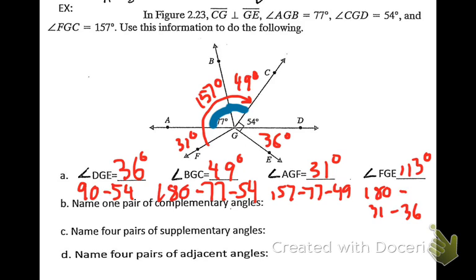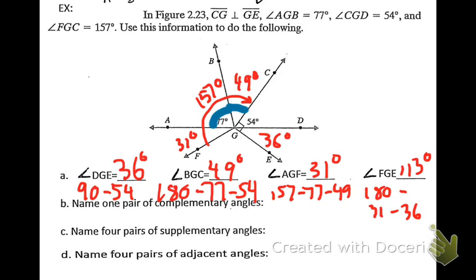Okay, any questions? Now you're going to have a problem like this on the test where you have to figure out some angles and then name these pairs of angles. Students always have a hard time with this on the test. So make sure you go back to the notes and look at this before the test, because like I said, there'll be a problem very similar to this where we have to name all these things.